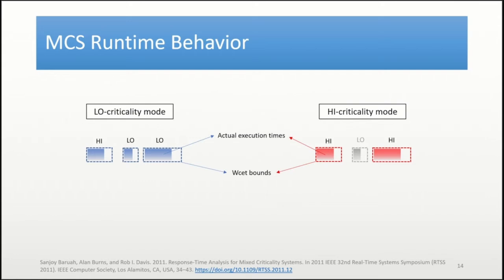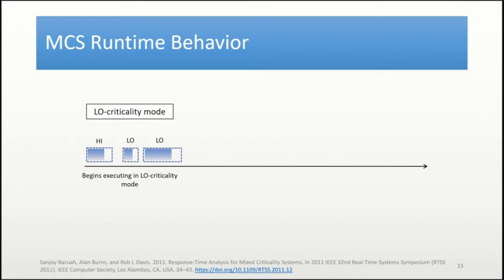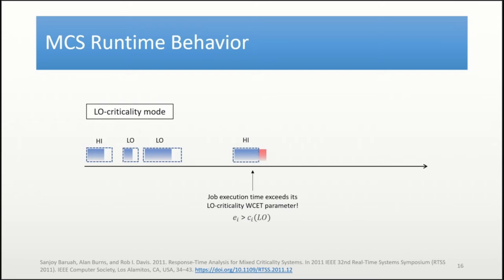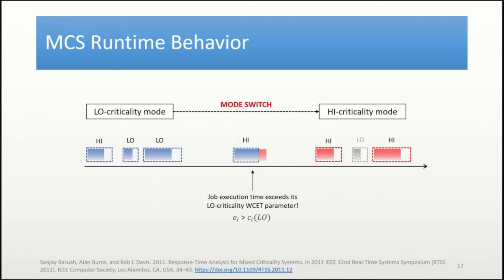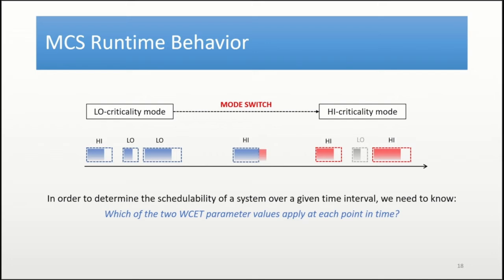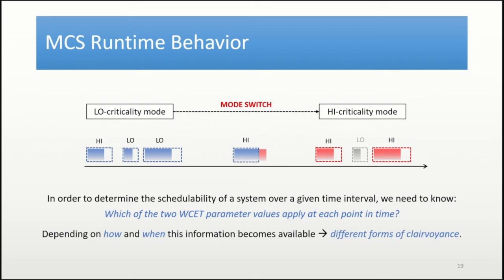At any given time, the system can either be in the low criticality mode or the high criticality mode. A system typically begins its execution in the low criticality mode. If at any point in time a job in the system exceeds its low criticality WCET bound, as shown in the diagram, a mode switch from low criticality mode to high criticality mode is signaled at runtime. Therefore, in order to determine the schedulability of a system over a given time interval, we need to know which of the two WCET parameter values apply at each point in time.